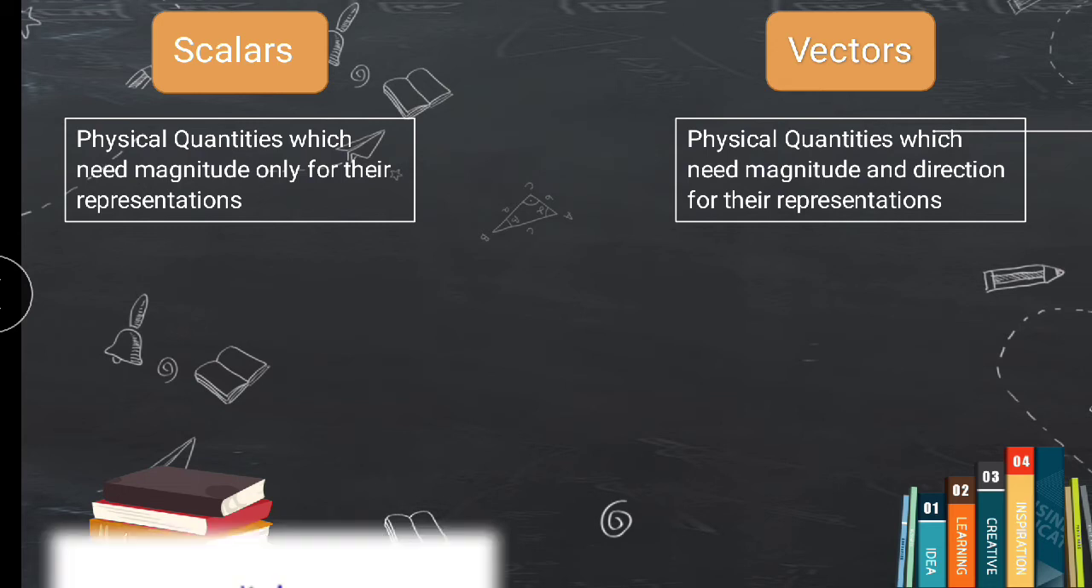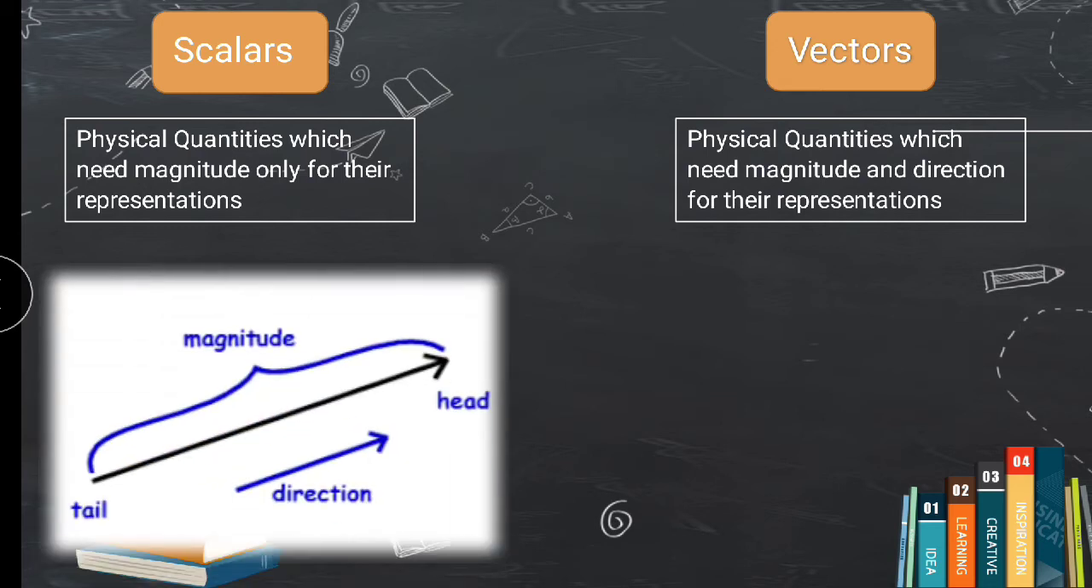Now see, in this figure you can clearly get the idea of what is meant by magnitude. See, this is one arrow, right? This is the tail of the arrow and this is the head of the arrow, right? Now what is meant by magnitude? Magnitude means the length of this arrow from tail to head, right? So that is nothing but a pure number, that means the length of the arrow.